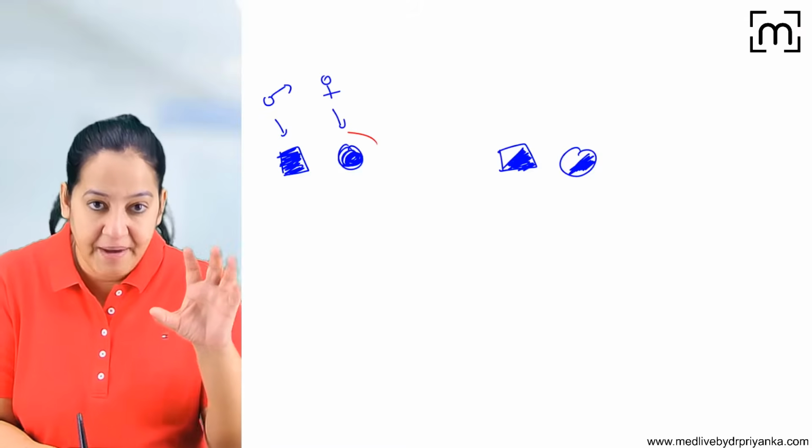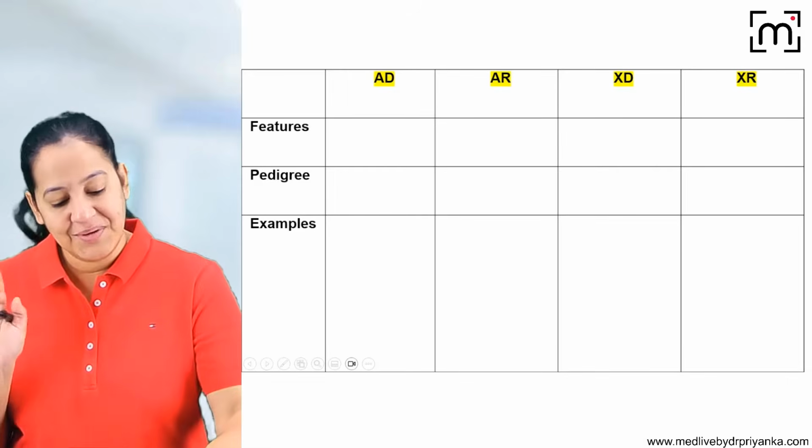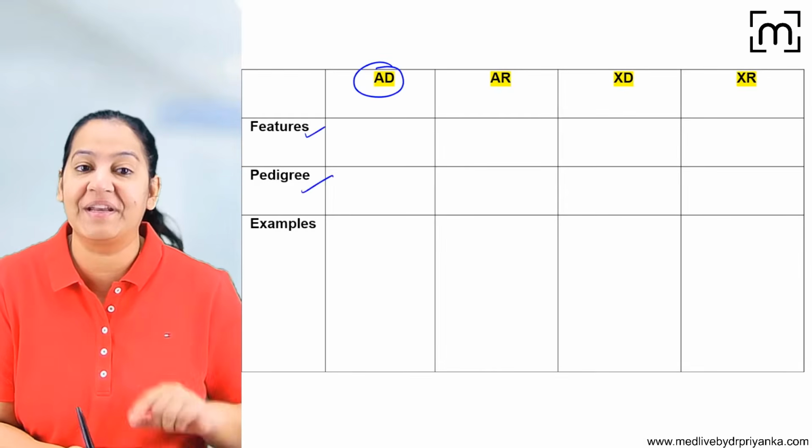Here they are affected by a disease. Here they are representing that they are the carrier. So these are the normal symbols. I hope you got it. So let's start with the first one, autosomal dominant. I will tell you the features, pedigree and examples.